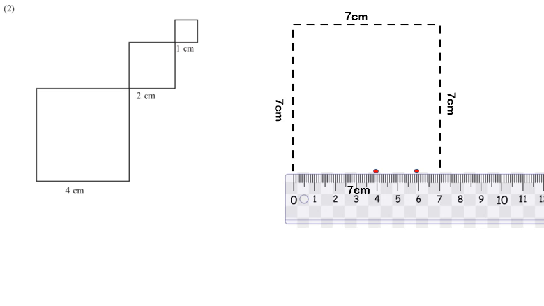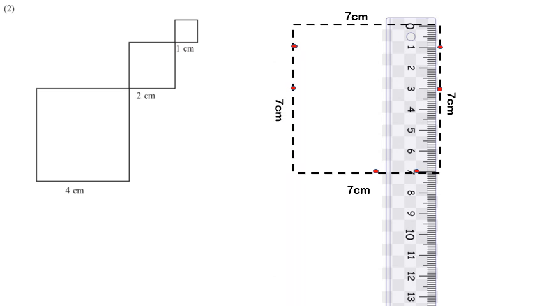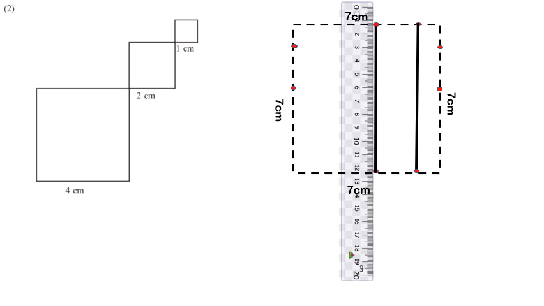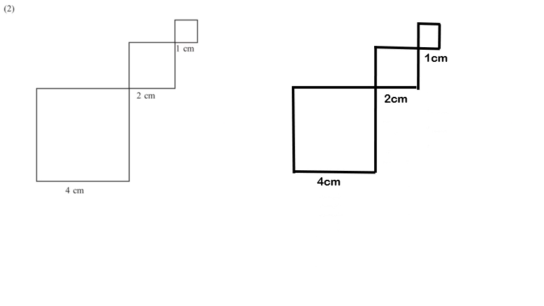Then mark the points on each side at intervals of 4 centimeters, 2 centimeters and 1 centimeter like this. Then draw lines horizontally and vertically. Erase the unwanted parts. We get the required pattern.